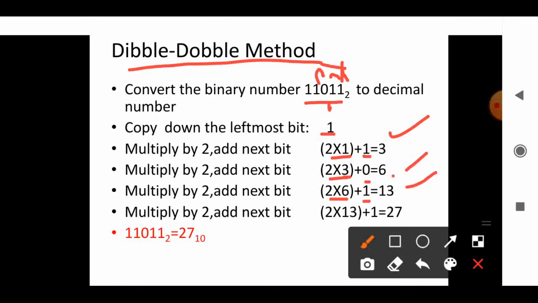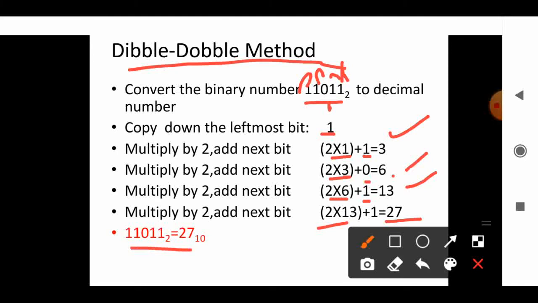The next bit, what is the next bit? 13 into 2. What is the next bit here? 1. So you have to add the number. What is the result? 27. This is also one method to convert the binary number into a decimal number.